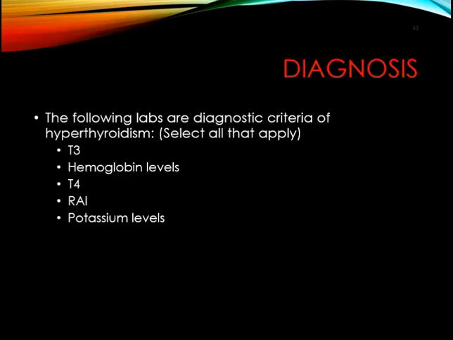Diagnostics. The following labs are diagnostic criteria of hyperthyroidism. Select all that apply. So elevated levels of TH, and that's going to include both T3 and T4, and increased radioactive iodine uptake are diagnostic criteria for hyperthyroidism. Radioactive iodine is a direct measure of thyroid activity because the thyroid takes up iodine. Therefore, hyperfunction equals increased iodine uptake.